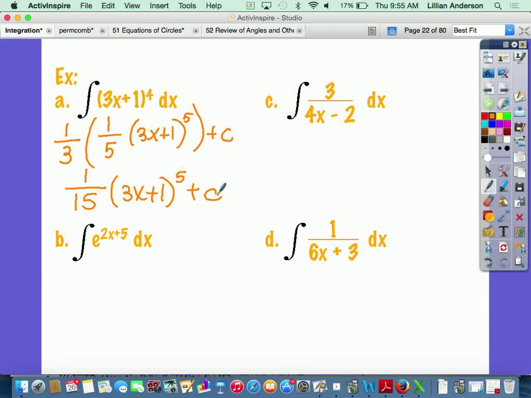B, is it like 1, 2, or 3? 2. Okay, so it's going to be 1 over A, what's A? 2. e to the 2x plus 5 plus c. That's it.